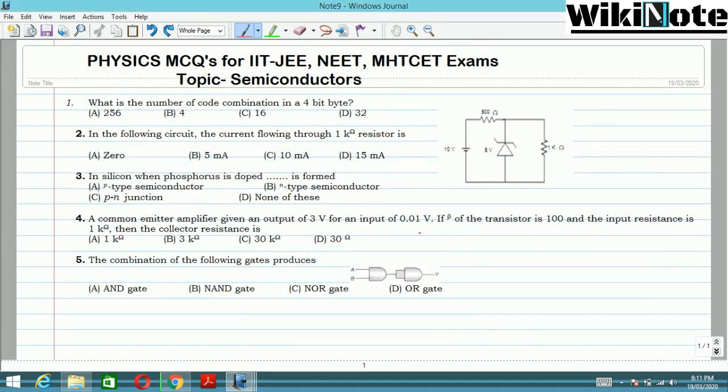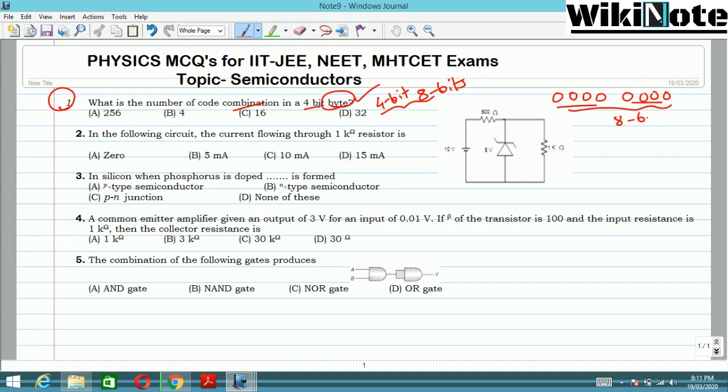We'll start with the next 5 questions. So first question is, what is the number of code combinations in a 4-bit byte? Okay, so keep in mind guys, this is a byte. So byte means it is a combination of 8 bits, but as they have asked you about 4-bit byte. So 4-bit byte means we do have a combination, suppose 4 zeros and then again 4 zeros. So 4-bit combination, and they have given rise to 1 byte.